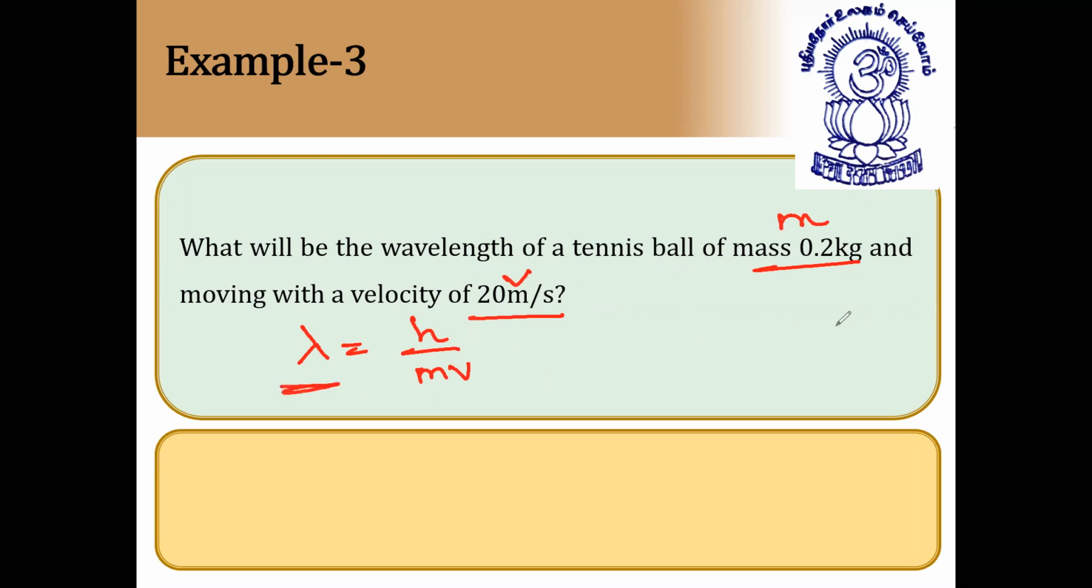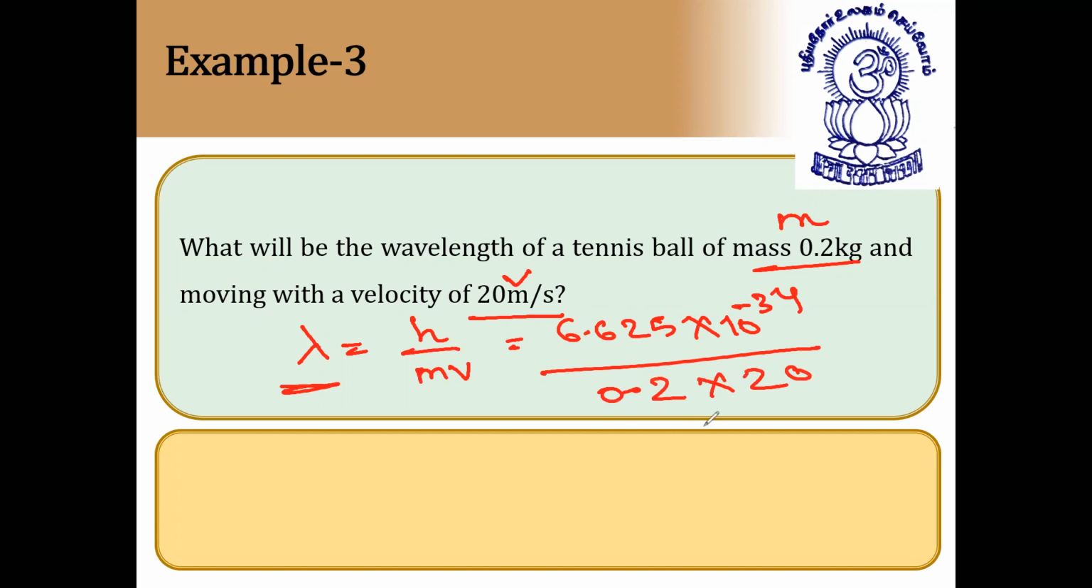So that is lambda is equal to h by mv, that is equal to 6.625 × 10^-34 divided by mass, which is 0.2, into 20. 0.2 kg means you don't have to take 200 grams, no need to change the unit. If they are given in grams, you have to convert them into kgs. So 0.2 into 20 is, you'll get the answer.